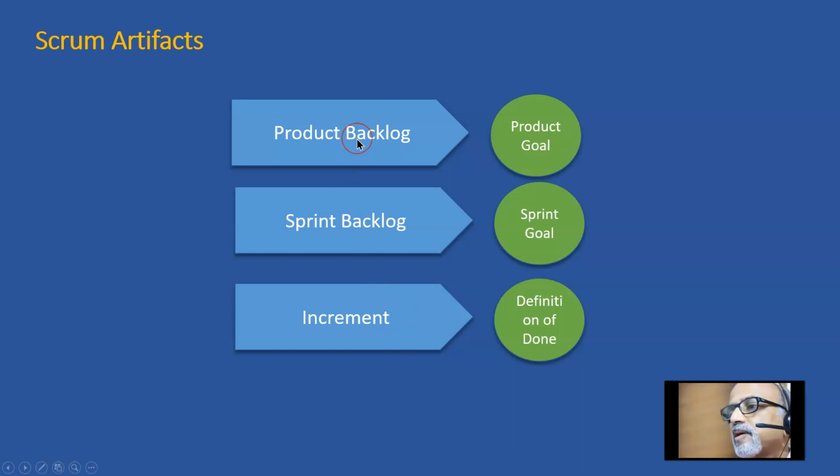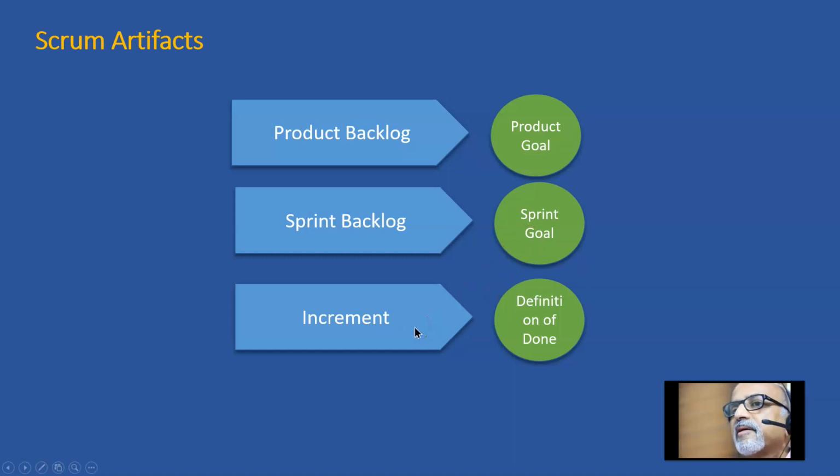Product backlog is one key artifact, and that is driven by the product goal. What should the product do at the completion of it? Based on that goal, the product backlog should get fine-tuned, ordered and refined. Then the sprint backlog. The sprint backlog is driven by the sprint goal. At the end of the sprint, what is it that we should be achieving?